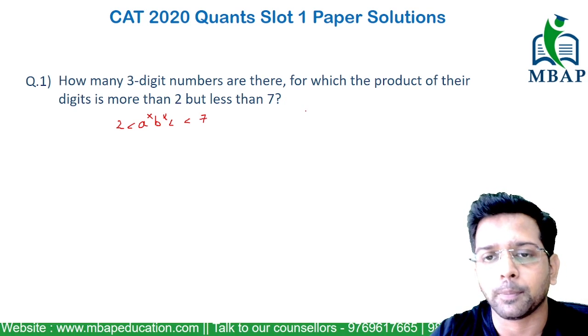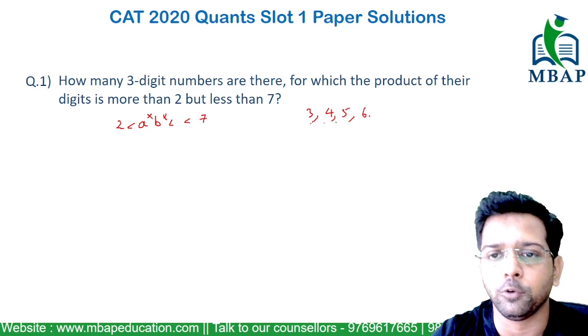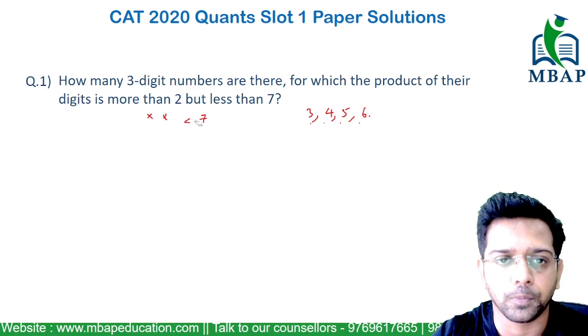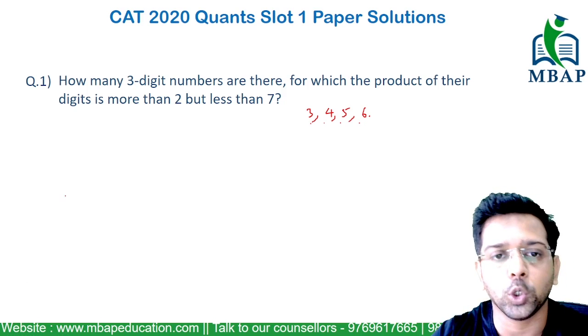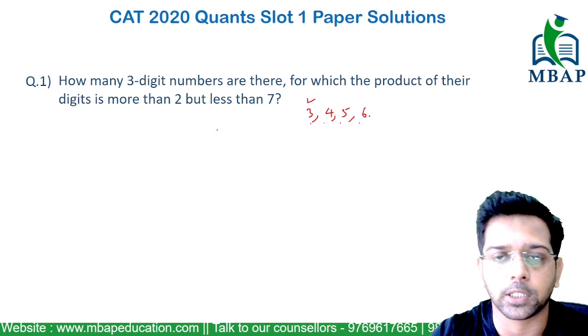The possibility could be that the product is either 3, or 4, or 5, or 6. These are 4 possibilities for the product of these values. There are many possible cases we have to consider to make sure how many such numbers are possible overall. Let's start with the first case, which is 3.